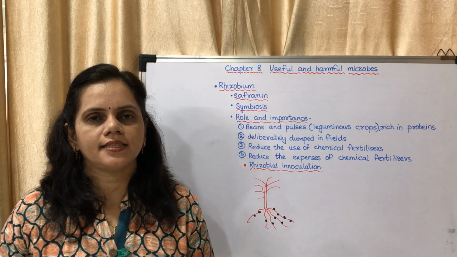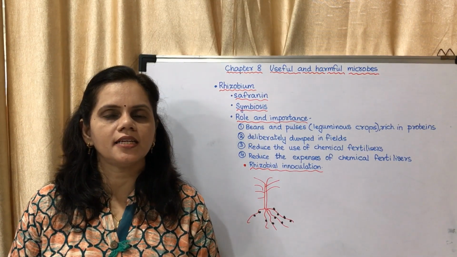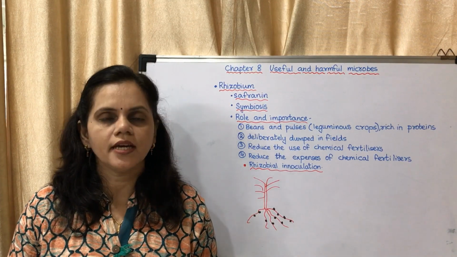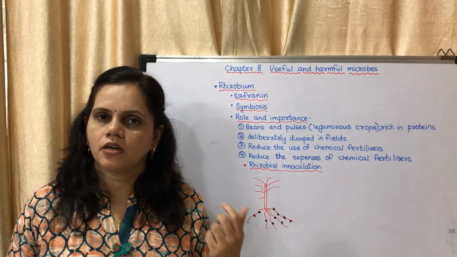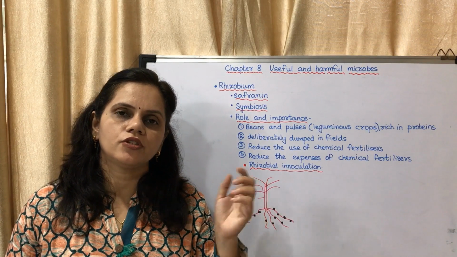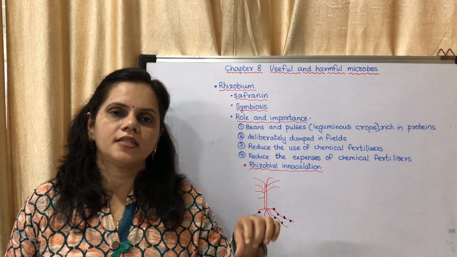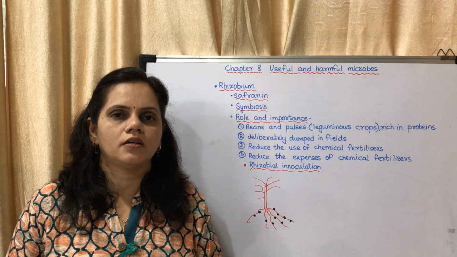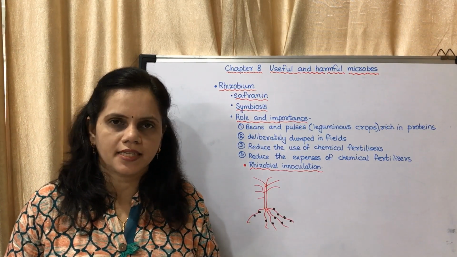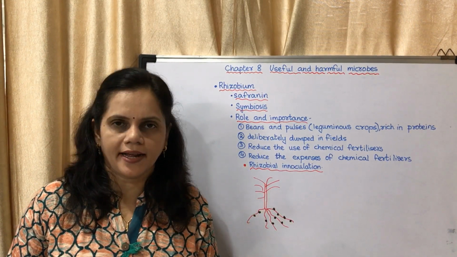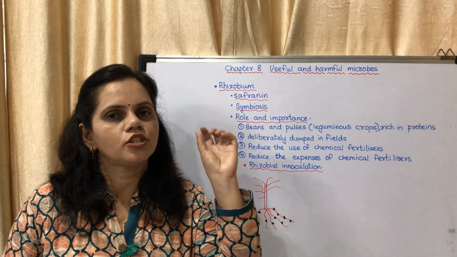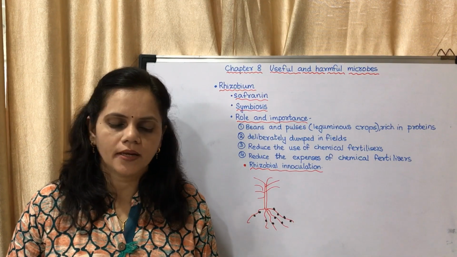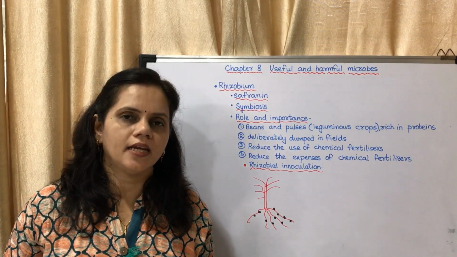So what is done? The seeds are taken. Okay, the seeds of the crops which are not leguminous. The seeds of those crops are taken and it is mixed and it is coated. That means it is put into a solution which contains rhizobia and then it is dried. Okay, and when it is sown in the fields, that rhizobium grows in the soil. Okay, so that is rhizobial inoculation.